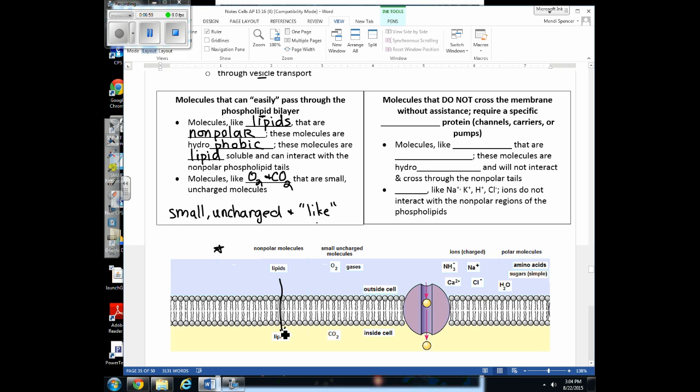And in this case, for our cells, we would be bringing oxygen in, and we would be getting rid of CO2 because it's a waste of respiration. Now, molecules that aren't lipid soluble are going to have to cross the membrane with some assistance. They're going to need a specific transport protein.